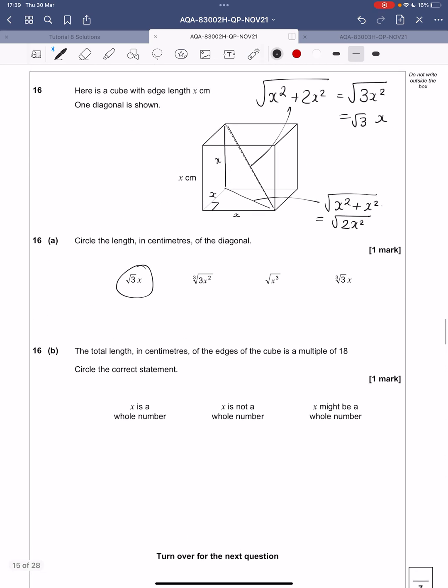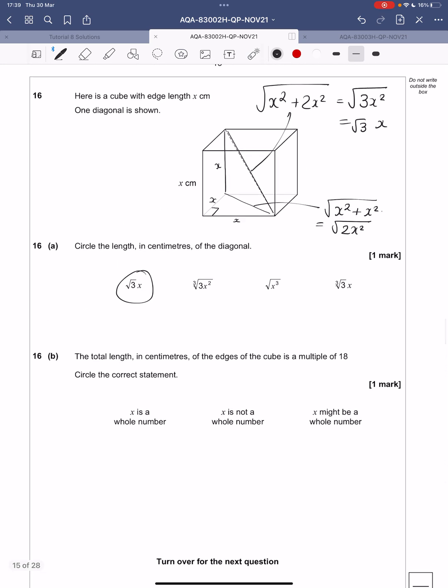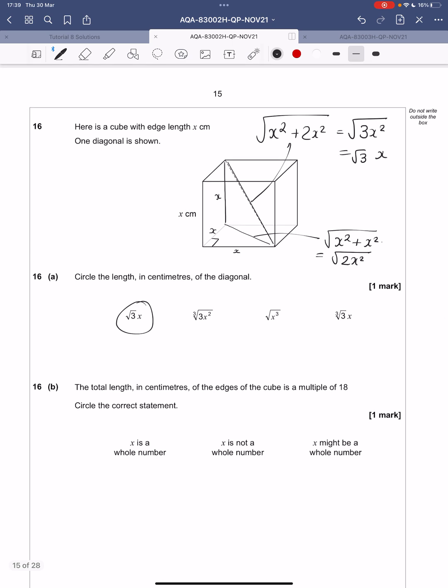The total length in centimetres of the edges of the cube is a multiple of 18. Circle the correct statement. So we've got 4 on the top, 4 around the edges, and then 4 on the bottom. So we've got 12x is equal to a multiple of 18. So x is 18 divided by 12, 1.5 times k.